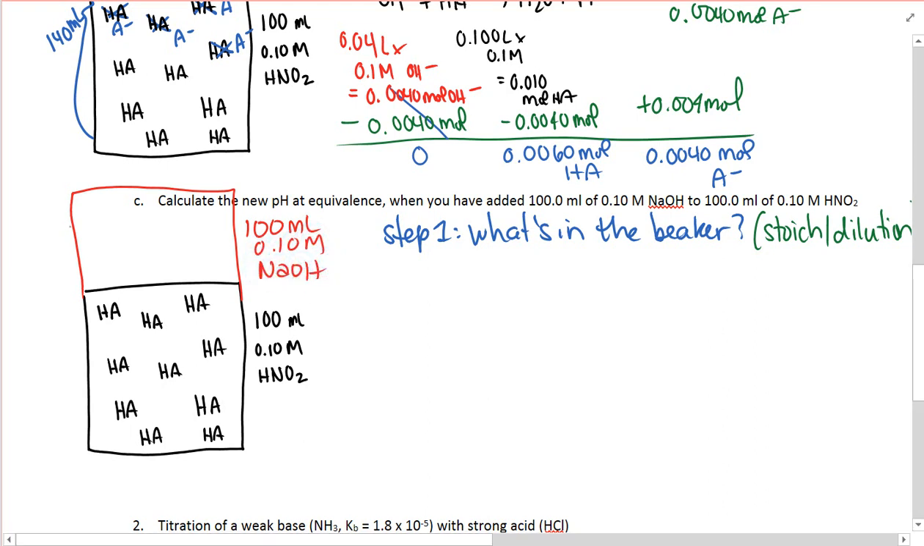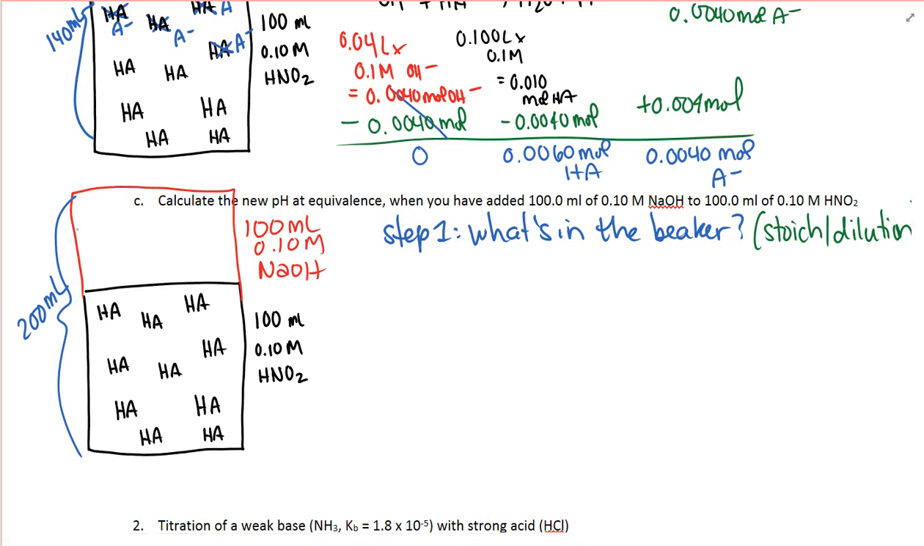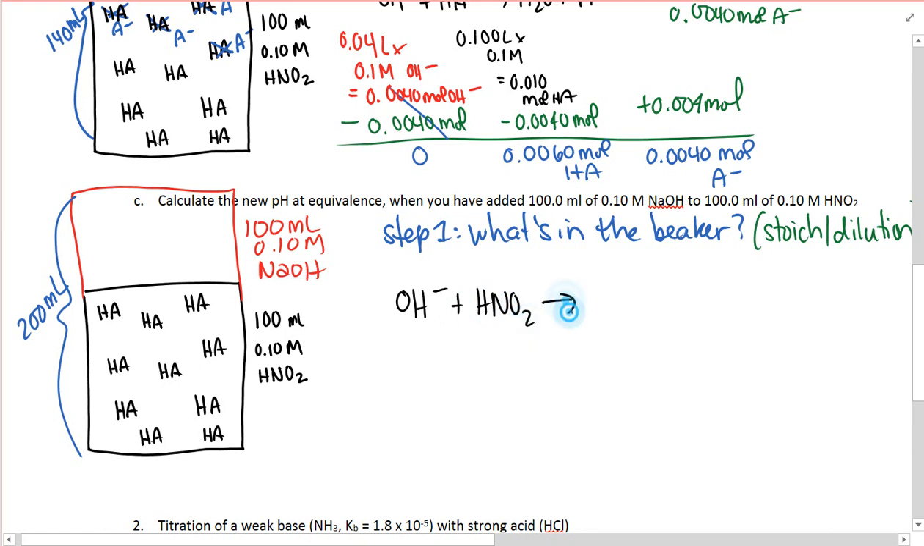So what we should notice is that the total volume is now 200 mL. That'll be important because we've diluted everything. So the first step is, what's in the beaker. The volume's 200 mL. And we saw this reaction happening. We're adding hydroxides to my weak acid. The hydroxides are going to take a hydrogen, forming water and leaving behind the conjugate base.